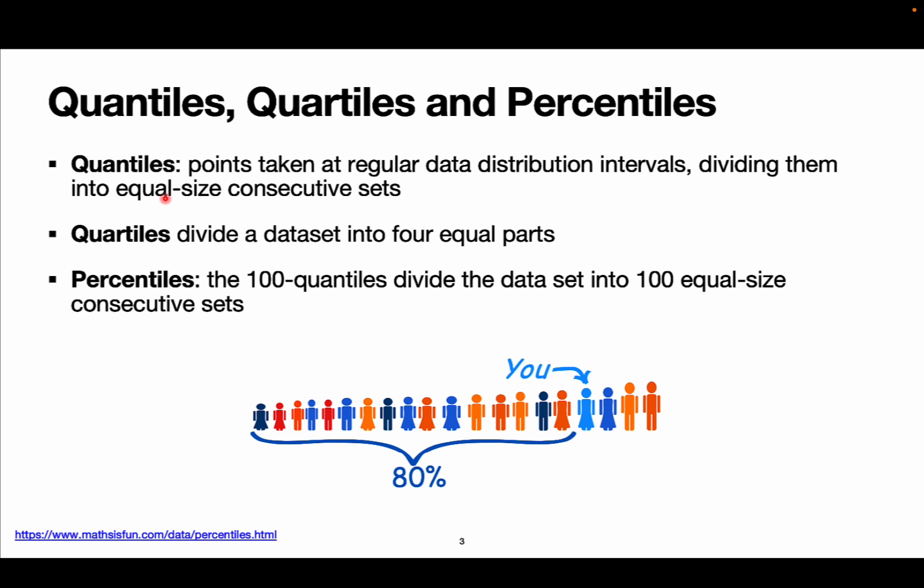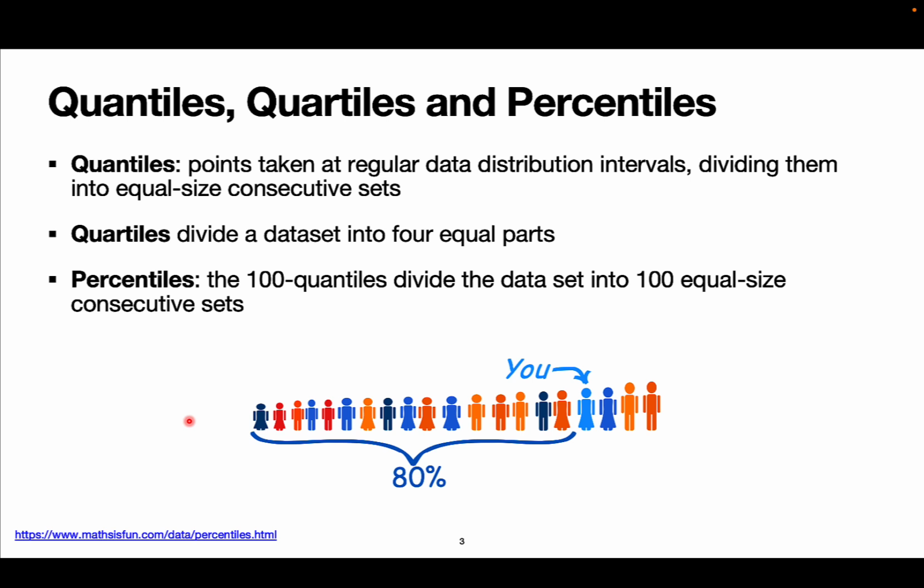Quantiles represent points taken at regular intervals in a distribution. So it's going to divide this distribution into equal size intervals. And once we divide the distribution into equal size intervals, we can make statements about what happens in the middle, far right, far end, or any interesting area.